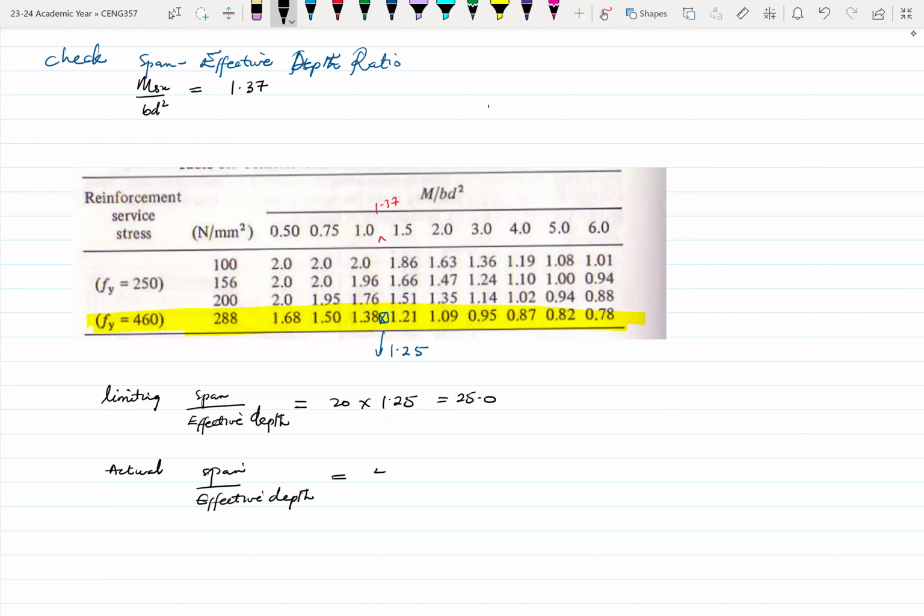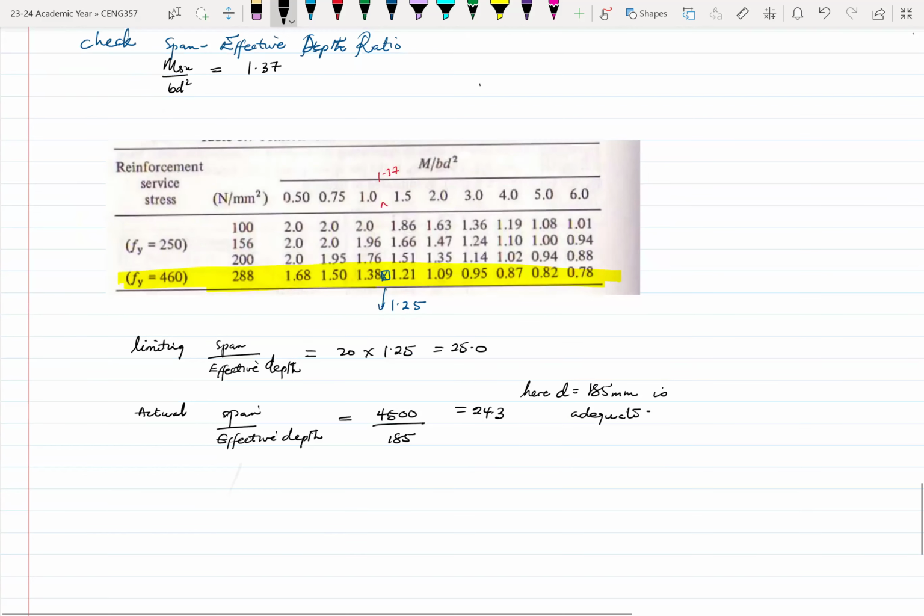So our span was 4.5, which is 4,500 millimeters over 185. And this will be equal to 24.3. All right. So since 24.3 is less than 25, then D is adequate. So here, D of 185 millimeters is adequate.